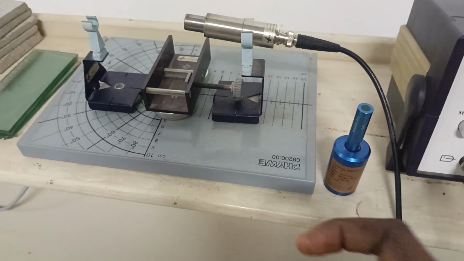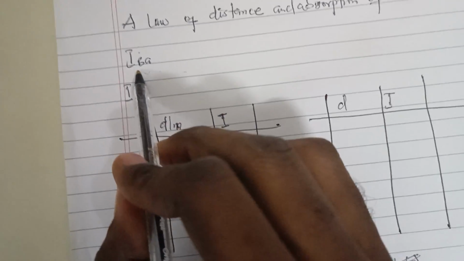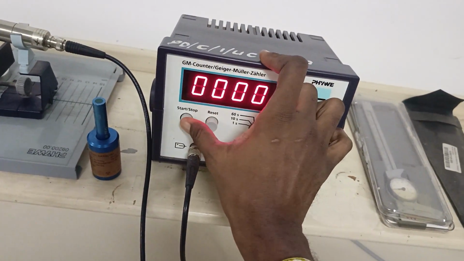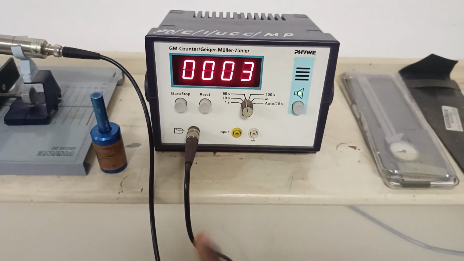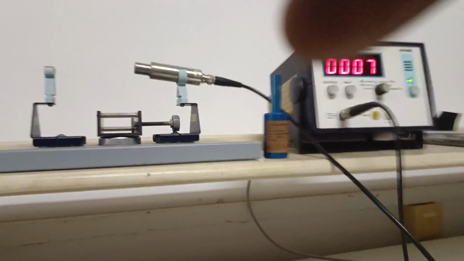Now the first thing that we'll do is measure the background radiation, IBG. We need to check the radiation in the lab first, so we record IBG. To do this, we start, and then the Geiger-Muller counter will be reading.